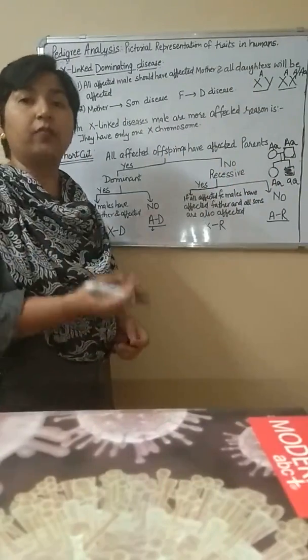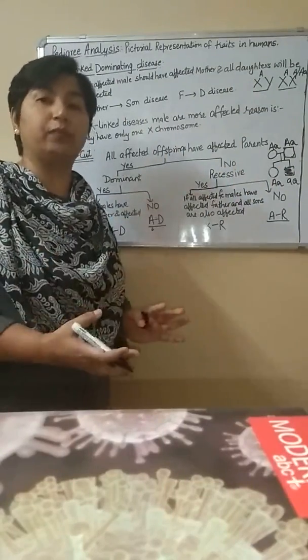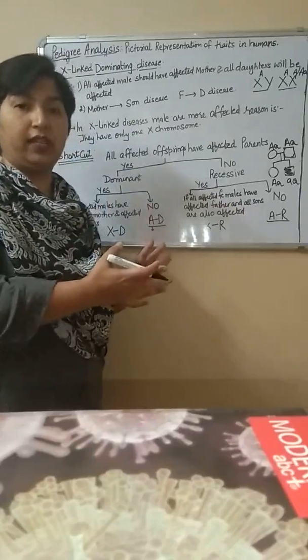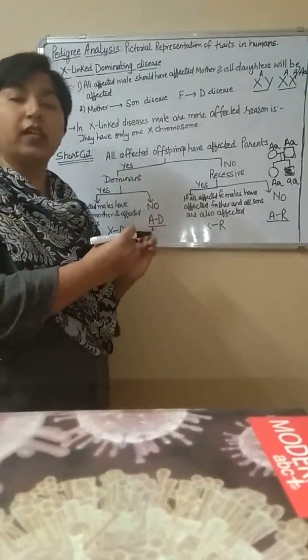In the next video I am coming up with three to four more examples in which big pedigree charts are there, and you will understand them in a clear manner.